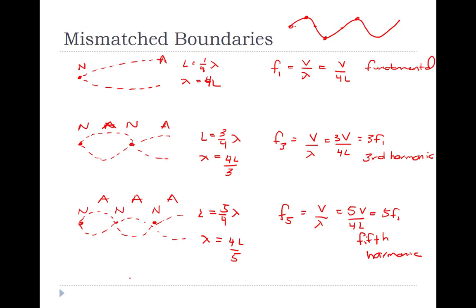So as I did on the last one, I'm going to summarize. In this case, F1 is V over 4L. And I can write Fn equals nF1 again. But n in this case has to be an odd integer only.